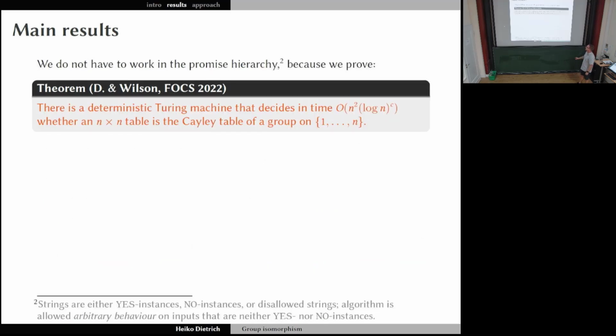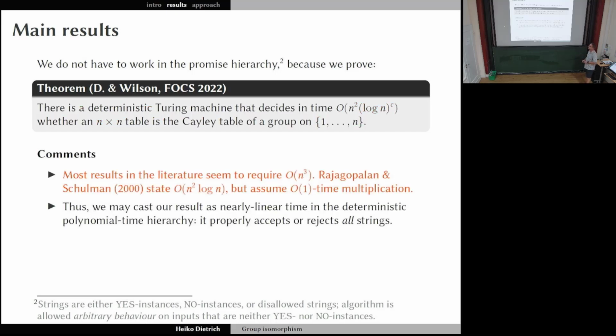Another result I want to briefly mention is that we also have, in the same complexity, an algorithm that checks whether the input is actually a Cayley table of a group. It can obviously be decided easily, it's just that the complexity bound is pretty good. Most results in the literature use n cubed. There's a paper that lists the same complexity, but they use constant time multiplication, which we don't. So our algorithm really works in this complexity and avoids the promise hierarchy. We don't have to promise that what we hand over is really a group.